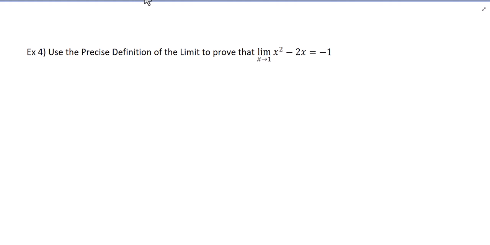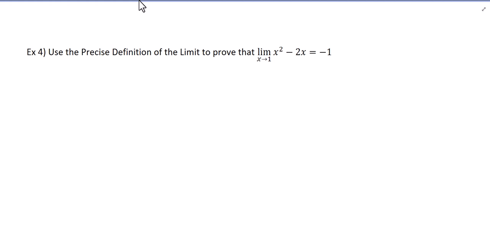Hi there. This is a continuation of our discussion of the precise definition of the limit series of videos. This is part 2, so we're going to continue with this example. Prove that the limit as x goes to 1 of x squared minus 2x is equal to -1.